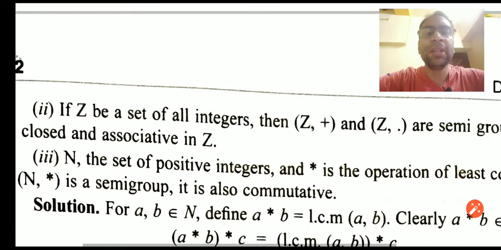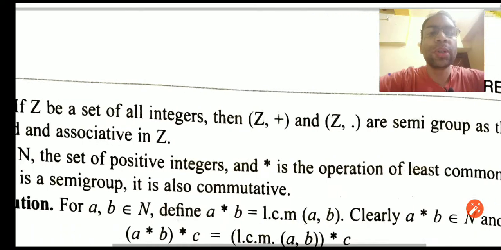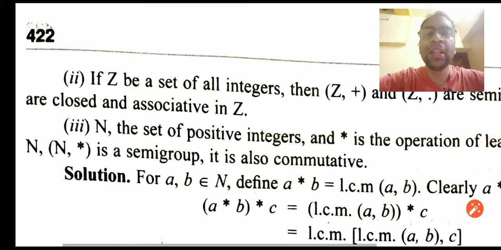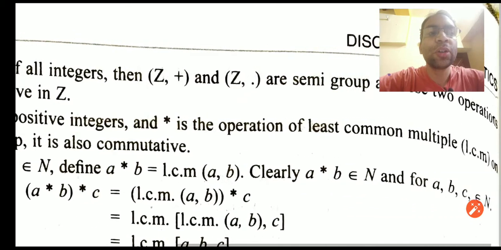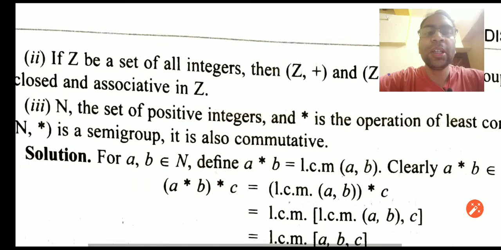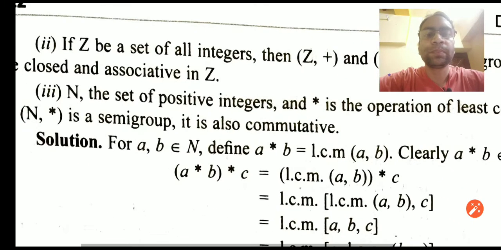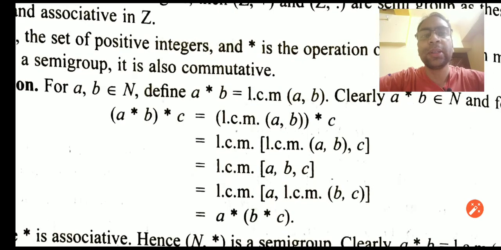If Z is the set of all integers, then Z with plus and Z with dot are semigroups because these two operations are associative. Then the third, the set of positive integers with asterisk as the operation of LCM, is also a semigroup. It is also commutative. In a semigroup, we can have the existence of the identity also.